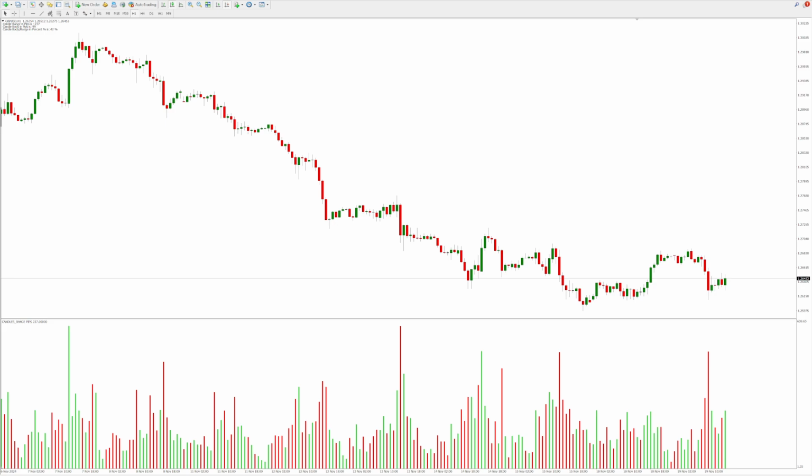Hi traders, and welcome to my video on the candle range indicator, where I'm going to show you how you can use a simple strategy to capture moves such as this one for over 400 pips.